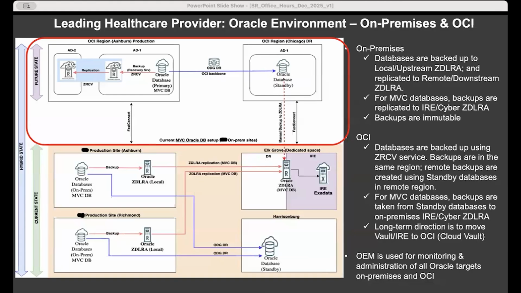The OCI part, the top part that you mentioned, which we are doing, we have been very successful. We have close to 400 databases now running in OCI. There, the ZRCV service is working for us. What Ifti mentioned on the right side of the top, where we are doing the manual backup to ZDLRA, is because of our cyber resiliency and IRE, because we still have on-premises.